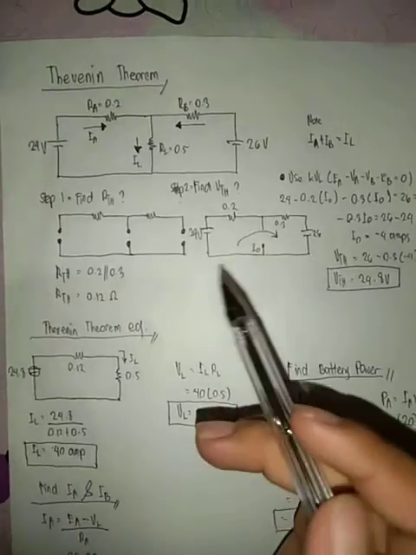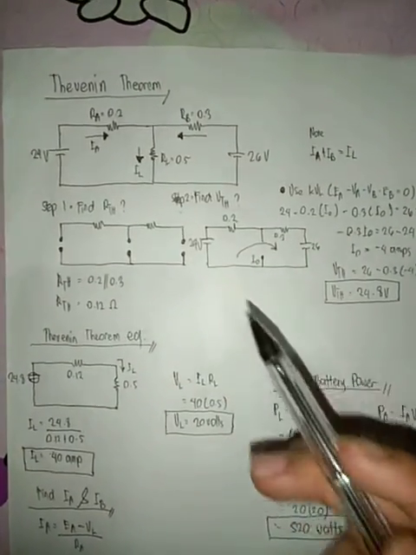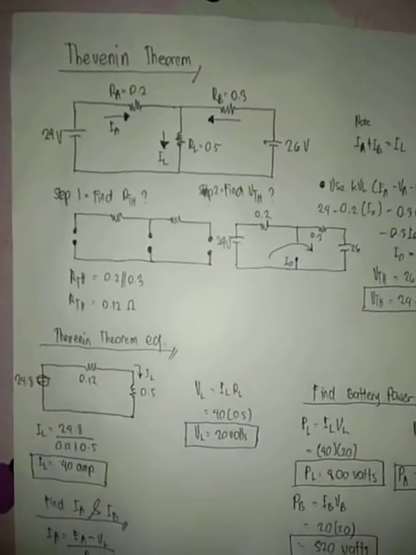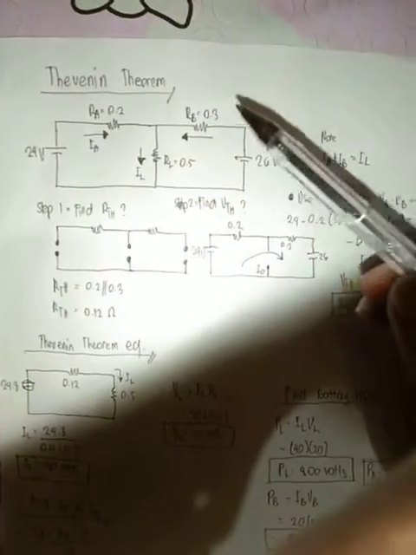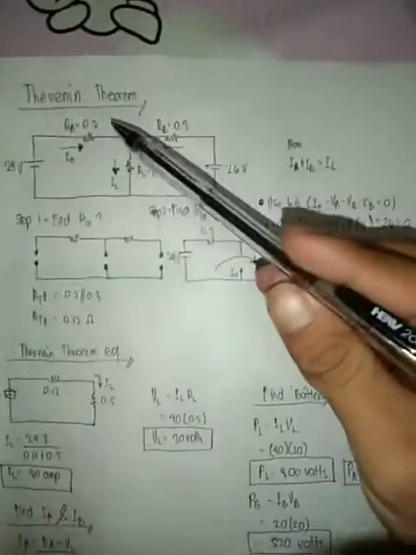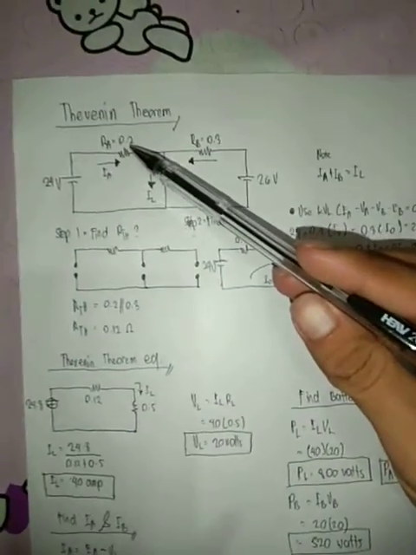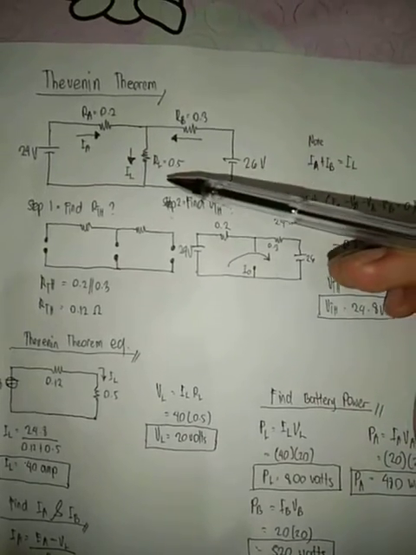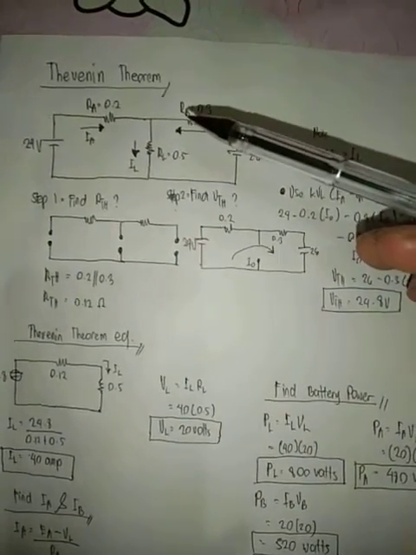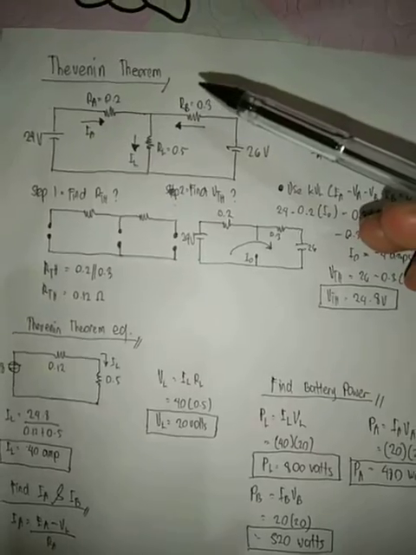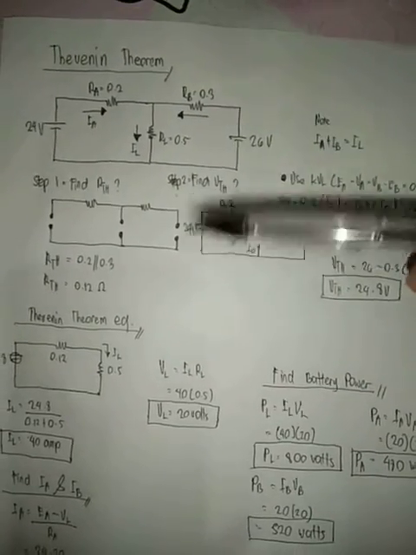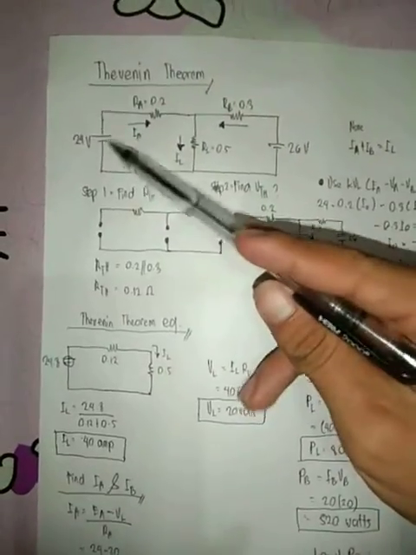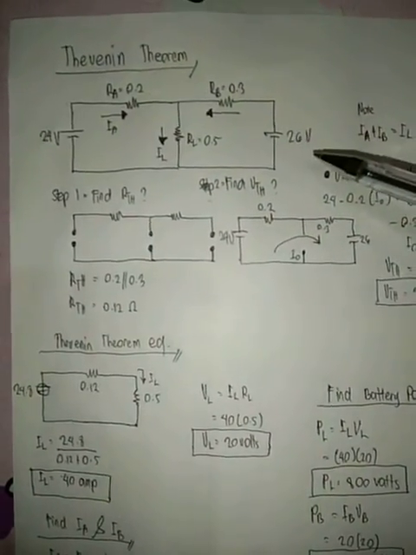This is my work on how to solve it using Thevenin's theorem. It is the same as my last work. R1 is 0.2, R2 is 0.3, and R3 is 0.5. The voltage 1 equals 24 volts, and the voltage 2 equals 26 volts.